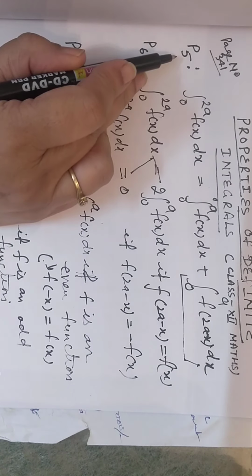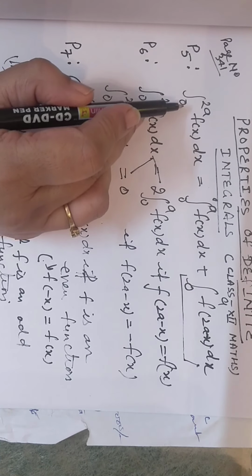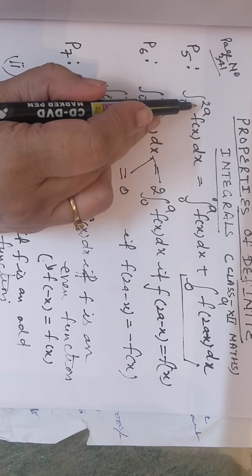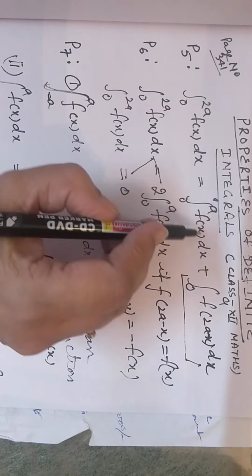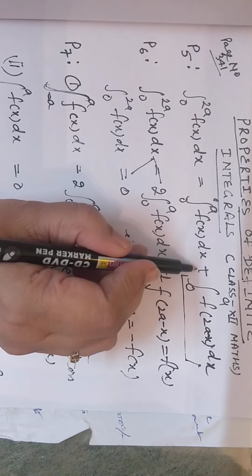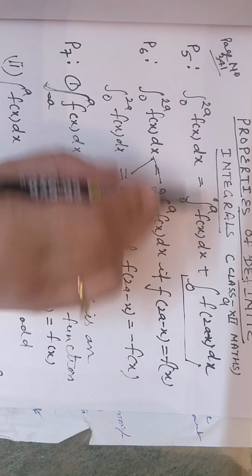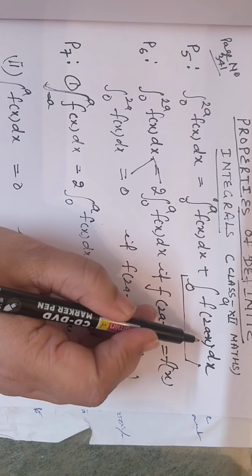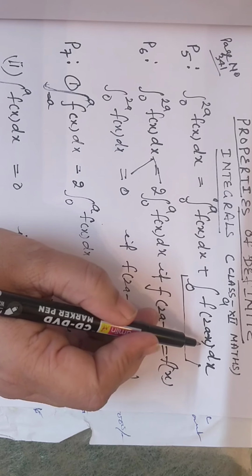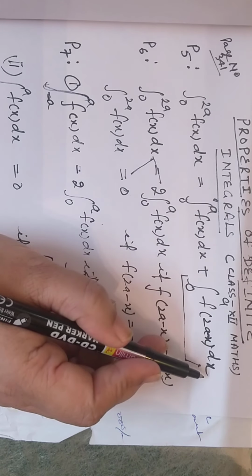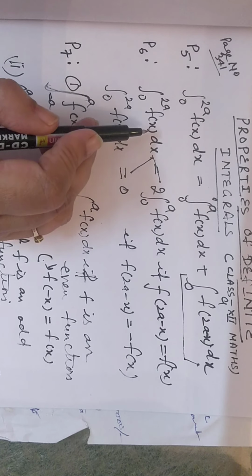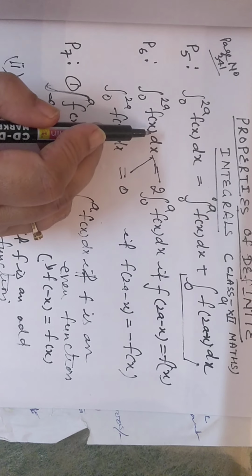So property 5 states that the integral of any function f(x) dx, where the lower limit is 0 and the upper limit is 2a, can be written as the integral from 0 to a, which means the upper limit will be half, of f(x) dx, plus the integral from 0 to a of f(2a minus x) dx. That means instead of the x variable, you will write upper limit minus x. You will understand this property when we solve questions using it.